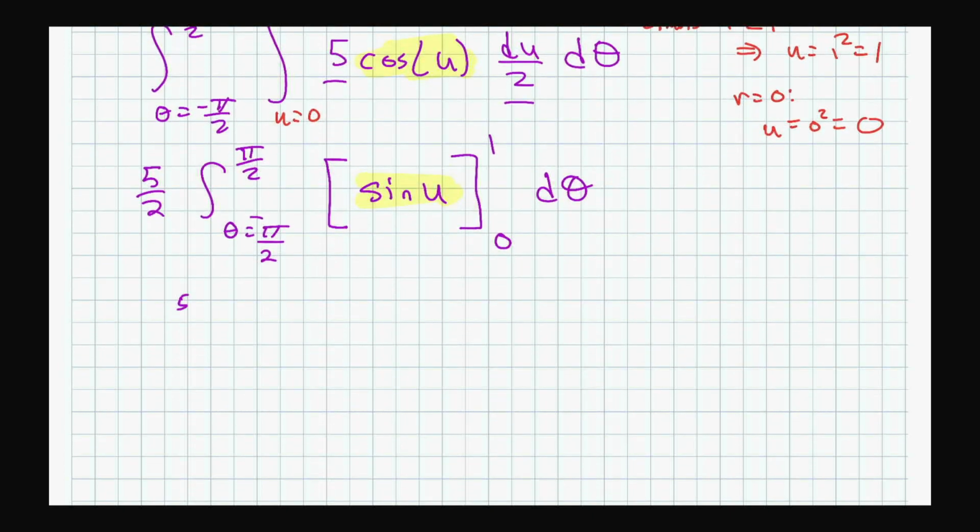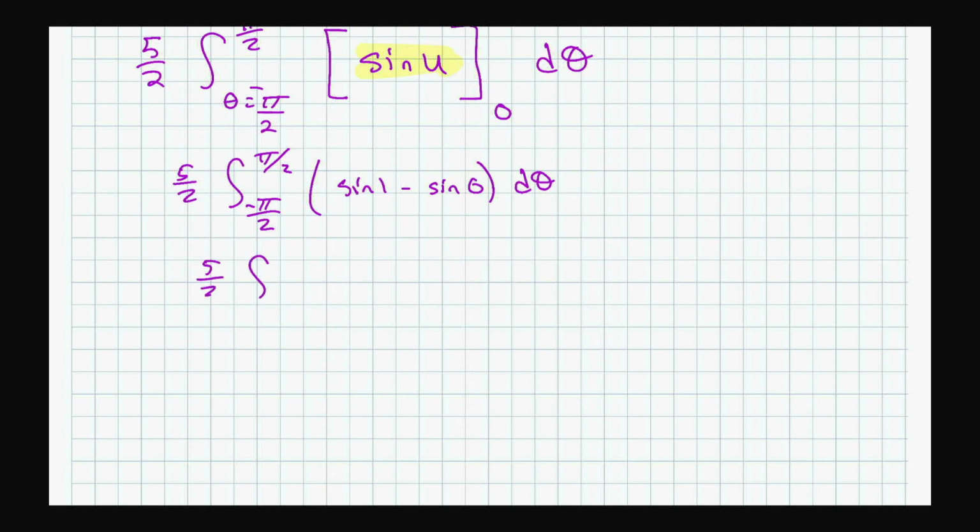All right. So 5 halves, theta goes from negative pi over 2 to pi over 2. By the way, I haven't mentioned this, but the convention for writing the variable like theta here is basically just this: if you want it written there because it helps you keep track of it, then write it there. Otherwise, you don't need it. You just have to remember what variable is what. Okay. Anyway, let's put the 1 and the 0 in. Sine 1 minus sine 0, d theta. Now, sine 0 is 0, so this is just sine 1 d theta.